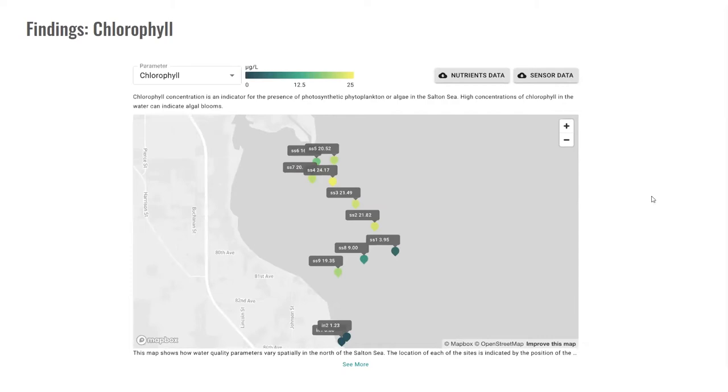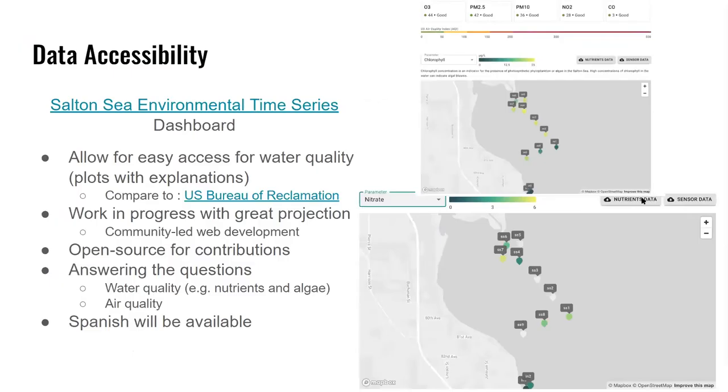These figures that I showed you are screenshots of our data dashboard, which brings me to our data accessibility and our website. Our dashboard is named the Salton Sea Environment Time Series, and shout out to our community members, David and Diego Bernal, who have led the website and data dashboard development. It was created with the objective to allow community members and other stakeholders to have easy access to water quality data and visualizations. Our data dashboard is a community-led web development, and while we have made great strides, it is still a work in progress.